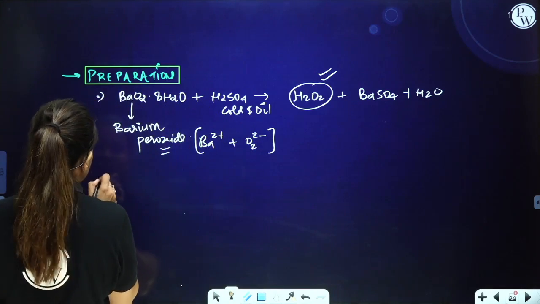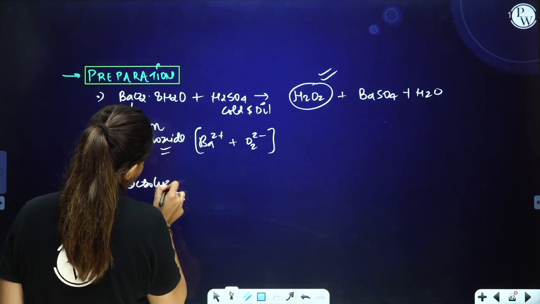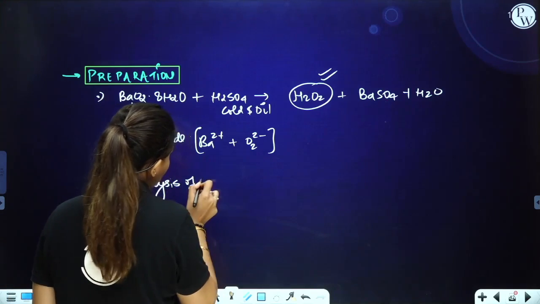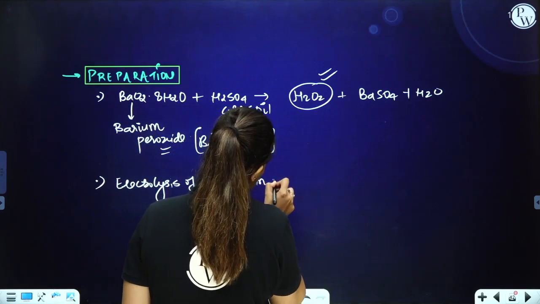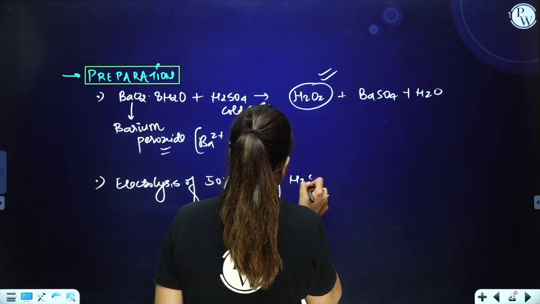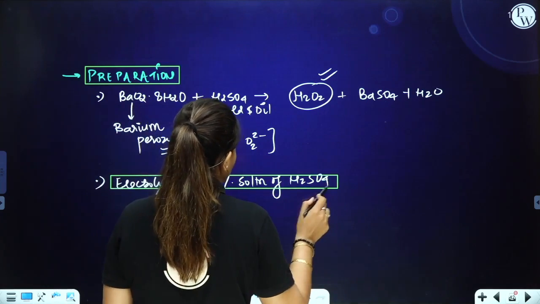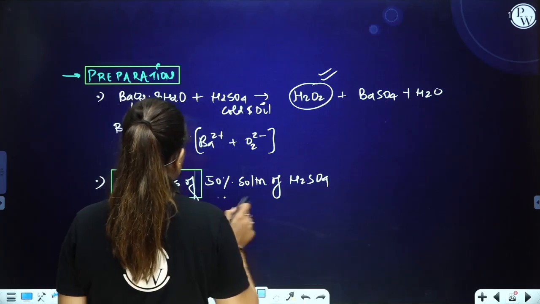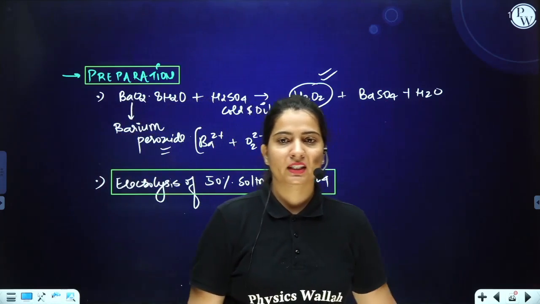Another reaction is that it is formed with the electrolysis of a 50% solution of H2SO4. Now we have this method. Electrolysis of a 50% solution of H2SO4 can also give you hydrogen peroxide.